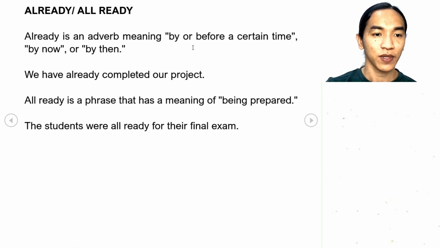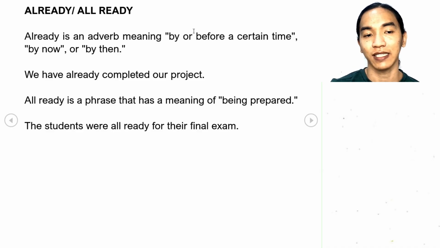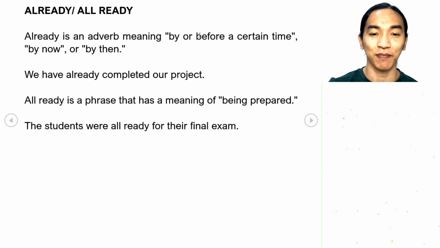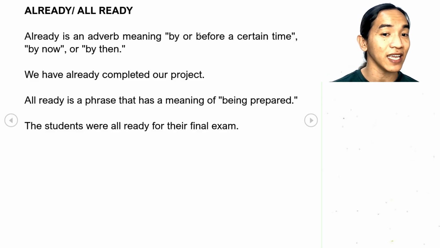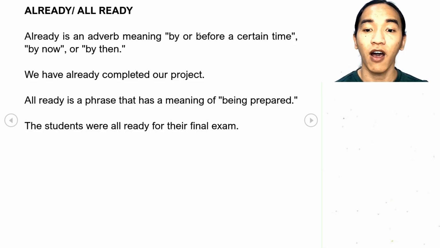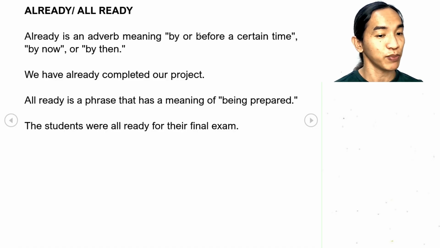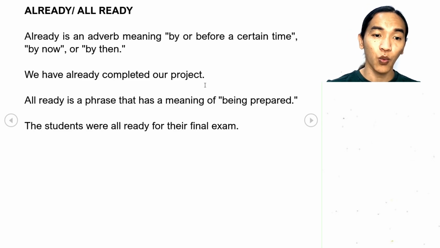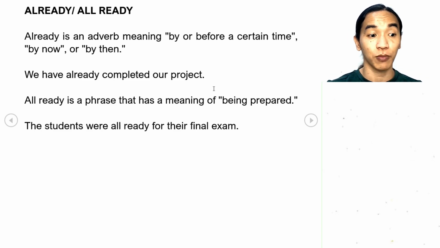Next one, we have already and all ready. Already is an adverb meaning by or before a certain time, by now or by then. We have already completed our project. So it indicates time. All ready is a phrase that means being prepared, like everyone is prepared. The students were all ready for their final exam. These are one word and two word confusions, so please take note of that as well.